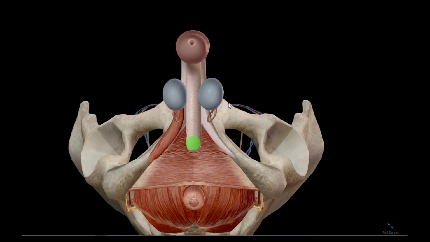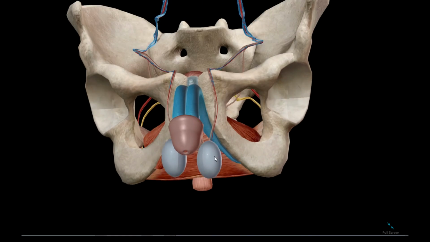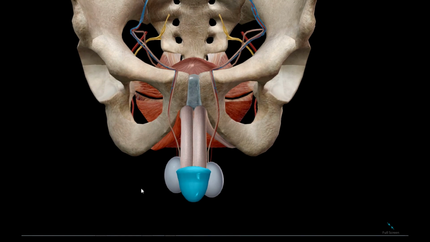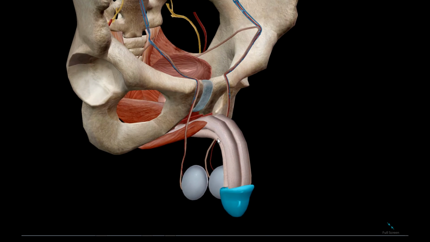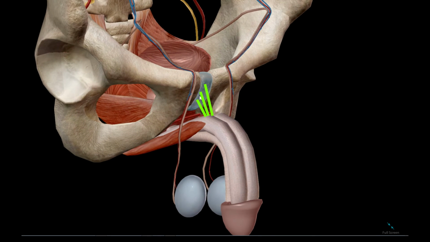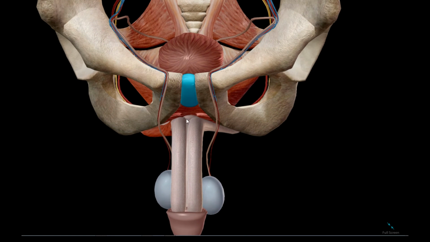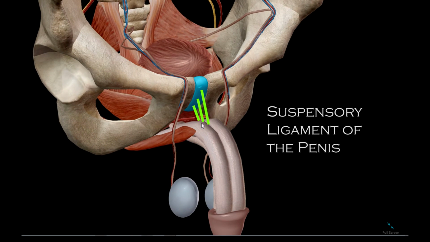We've called this the bulb, and these are called the crus, right crus and left crus. This part of the penis is the glans. And then we have a ligament which is not shown here, but it connects the pubic symphysis to the Buck's fascia. Right here is called the suspensory ligament.